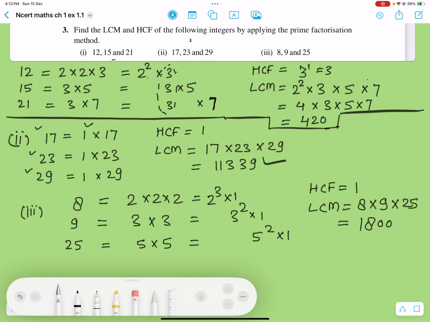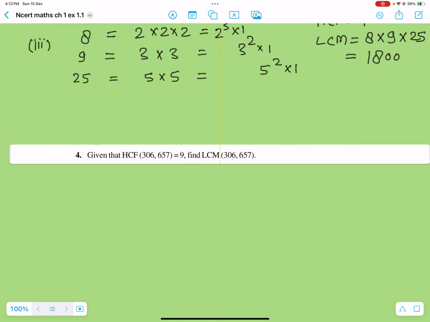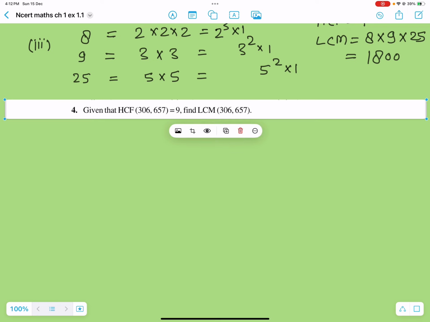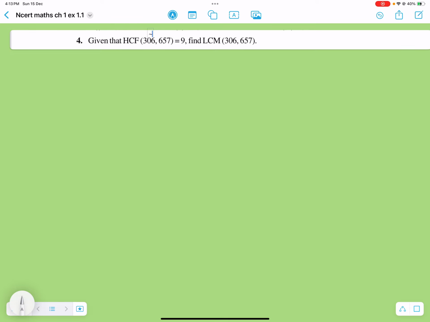Okay, let's move on to the next question, without wasting any time. It says, given that the HCF of these two numbers, 306 and 657, is 9, find the LCM.